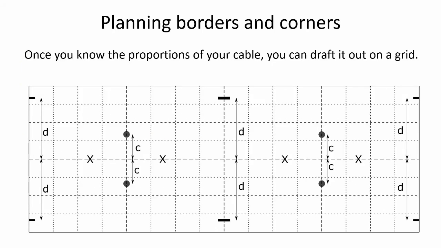Now, once you know the length and the width of the cable you need a grid of that size, and then you can draw it out. The grid helps the design to be drawn symmetrically and smoothly so that you can get a nice even result. I'm just going to go through this very quickly here. The cables pack does contain more detailed step-by-step instructions.